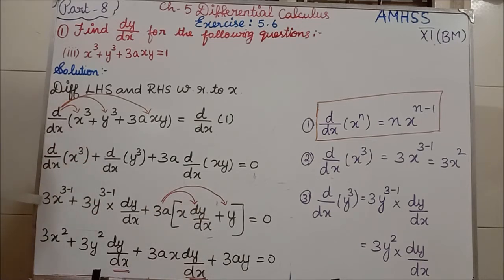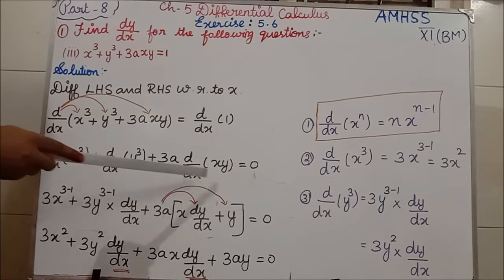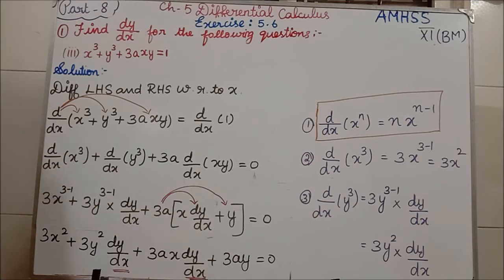Clear, students? In the next step, 3 minus 1 is 2, plus 3 minus 1 is 2, dy by dx plus 3ax dy by dx plus 3ay is equal to 0. Now, what do we have to find in the question? dy by dx. So wherever you have dy by dx, keep it on the left side. The remaining terms, we have to take to the right hand side. That we only learned in the definition of implicit function. Isn't it? Now we will proceed.